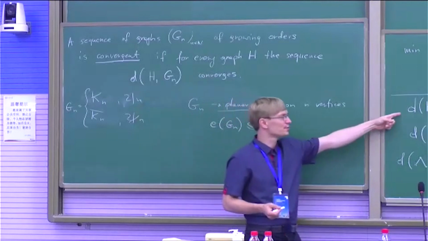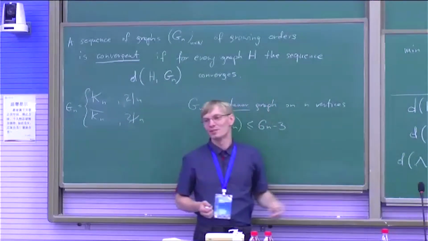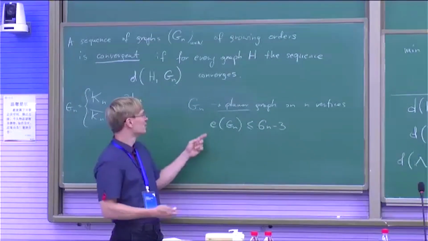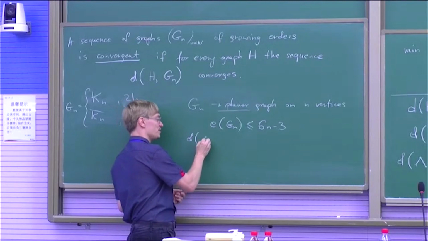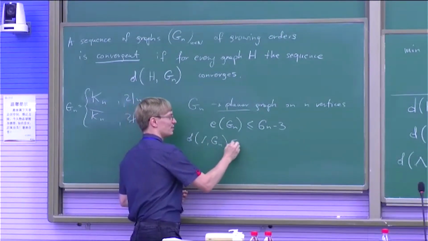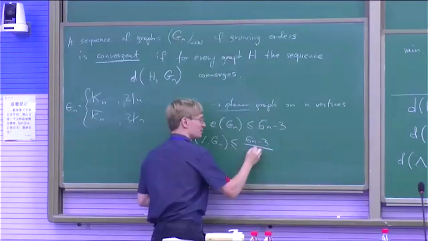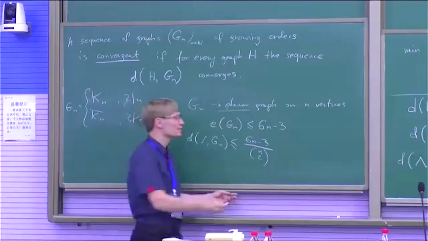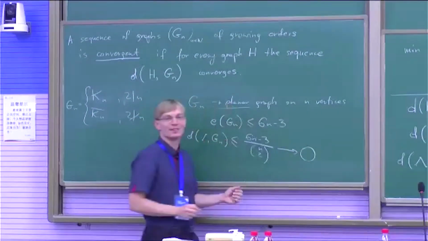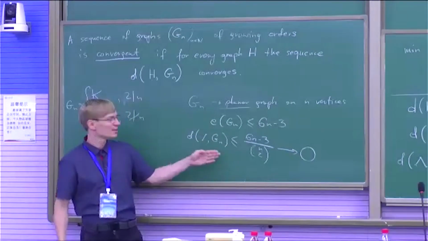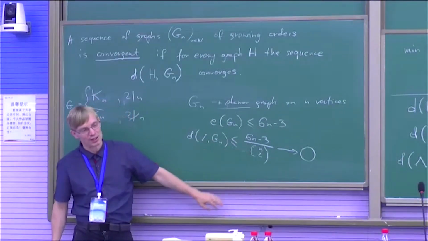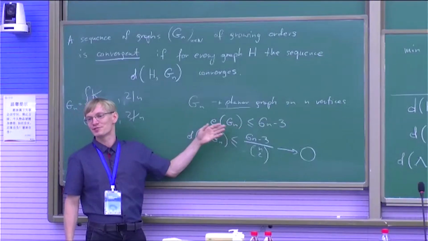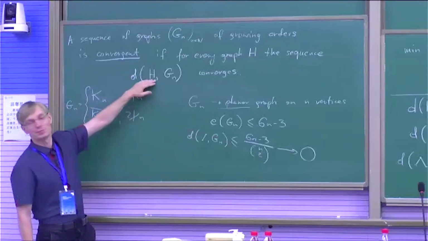And in this definition, I'm dividing by the number of all possibilities of choosing two vertices. So in order to calculate the density of edges in my sequence, this is at most 6n minus 3 over n choose 2. So this is tending to 0 with n, since the denominator is of a larger order of magnitude. Whatever my graph is, the density of edges is tending to 0. So this will be a convergent sequence.